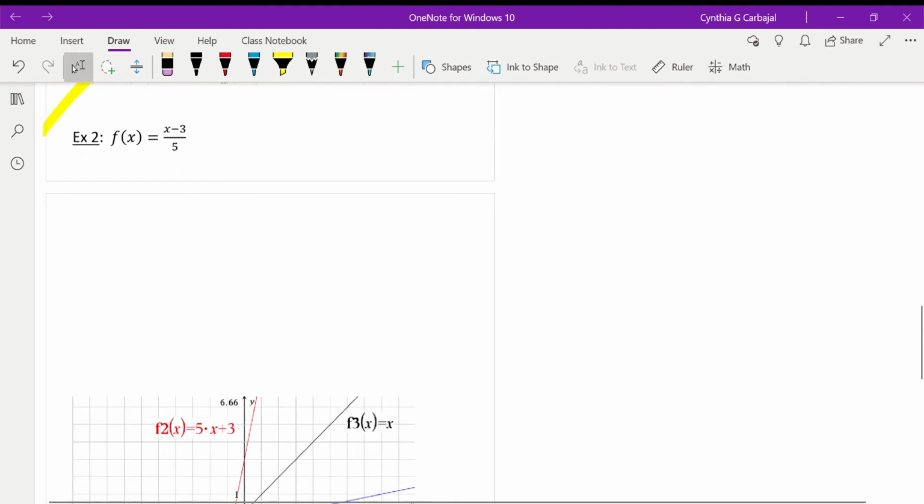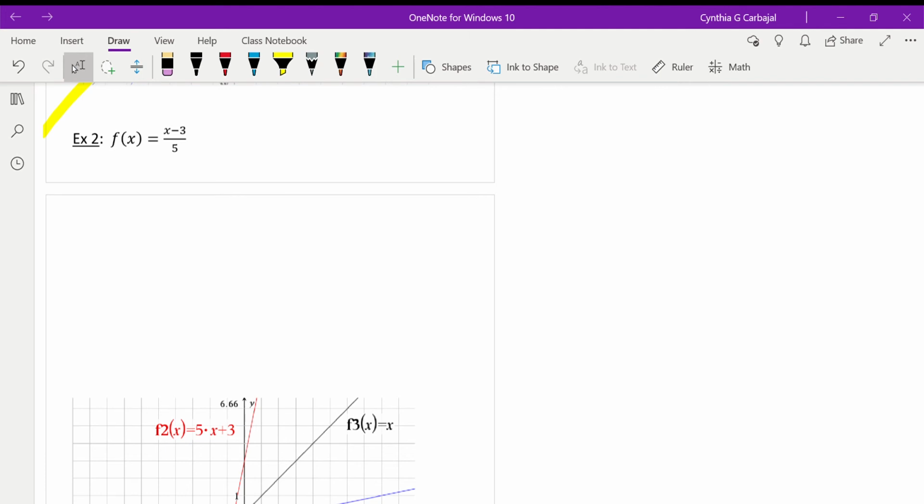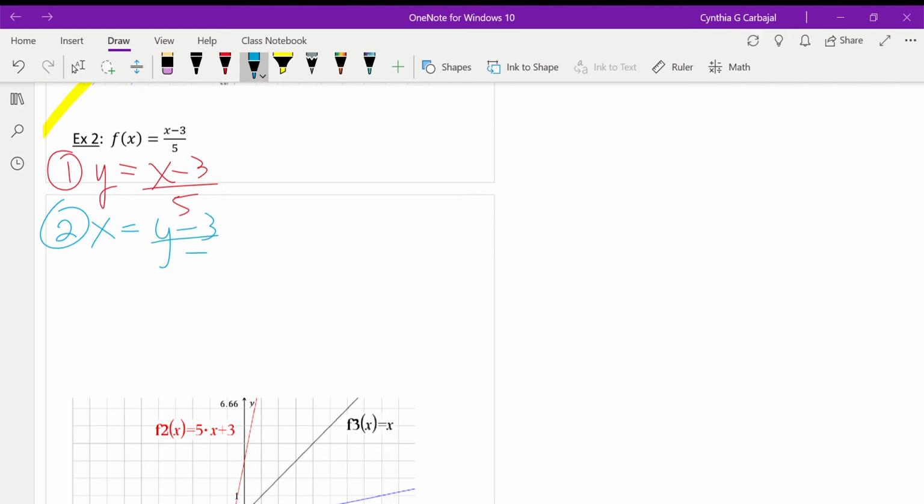Example 2. We're given f of x equals (x minus 3) all divided by 5. So first step is to change that f of x to y. Second step is to switch the x and the y. Third step is to solve for y.